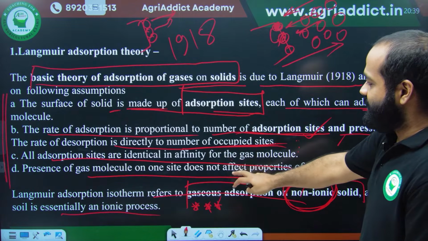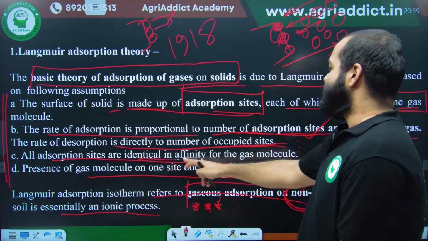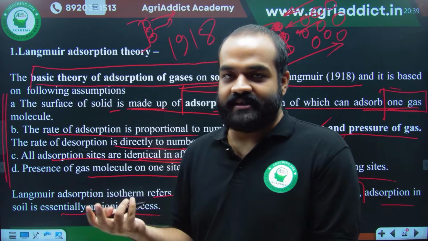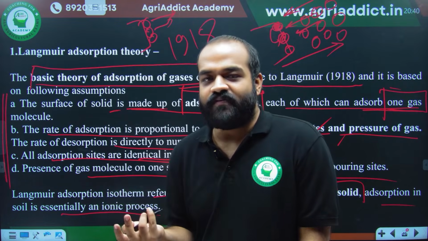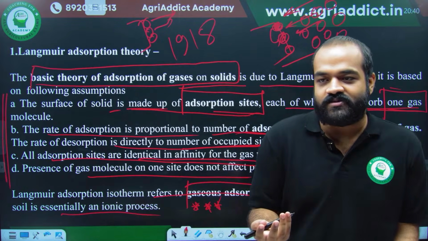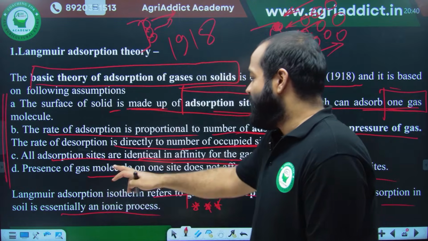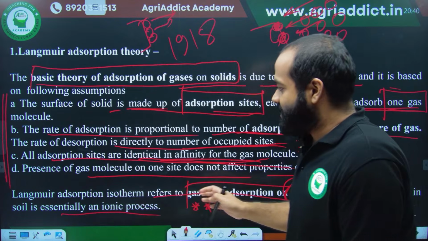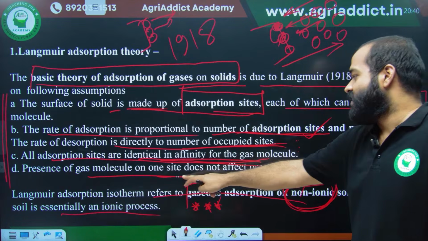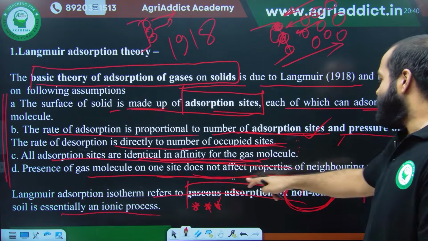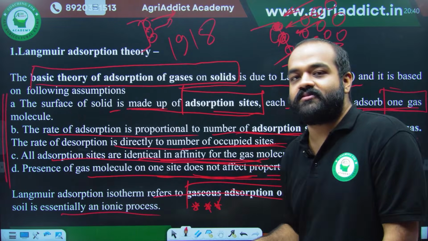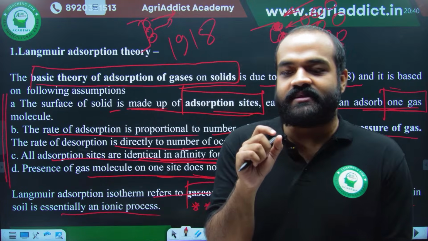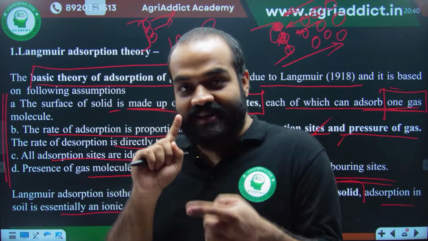from C and D, all adsorption sites are identical in affinity. This is not possible in the soil because soil we know is a polyfunctional exchanger. It has lots of functional groups, it has lots of compounds, so it can never have all the same identical affinity for adsorption. That is one. And second one is presence of adsorption in one site does not affect properties of neighboring site. This is also never possible in soil because of interaction. There is cationic interaction, there is antagonistic interaction, there is competition.